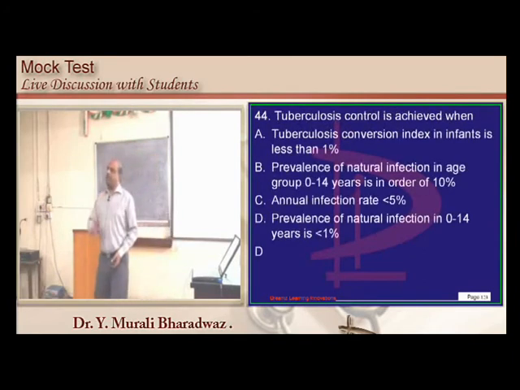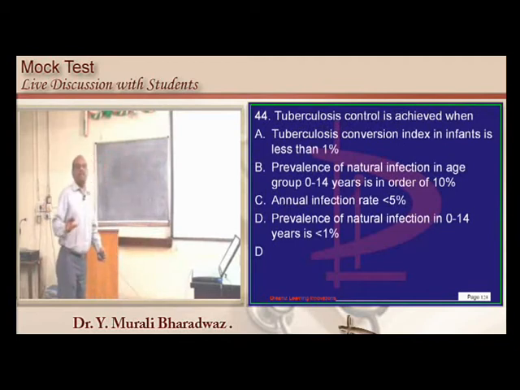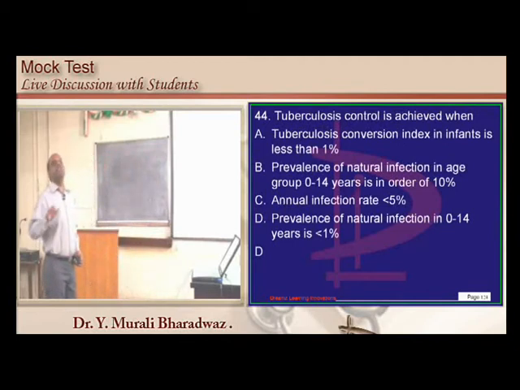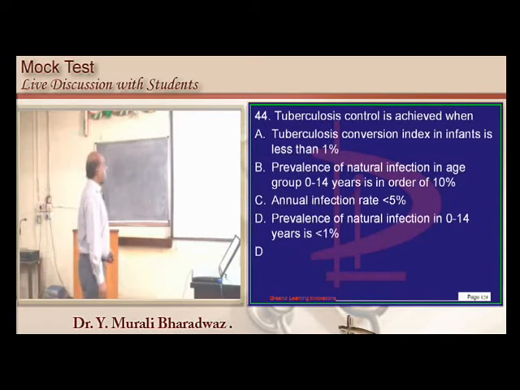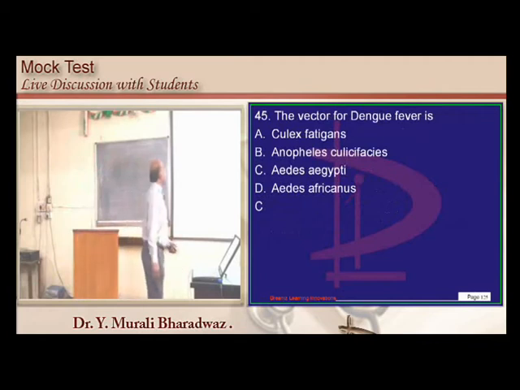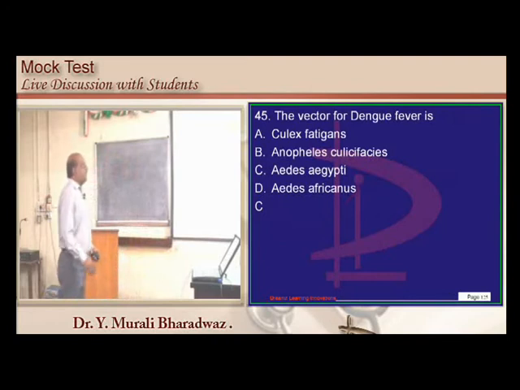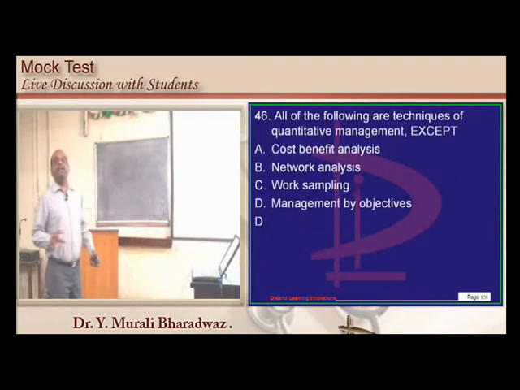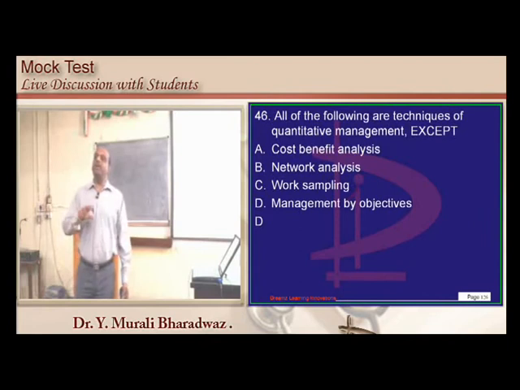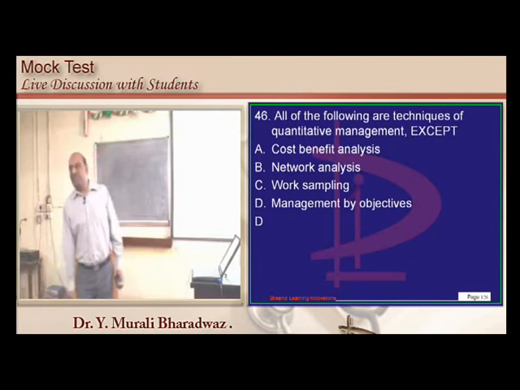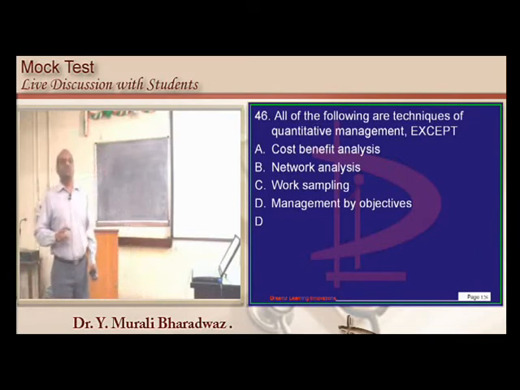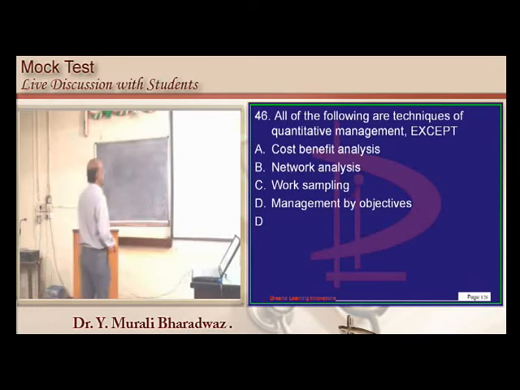So when you say tuberculosis control is achieved, if the prevalence is less than 1% in 0 to 14 year old children, which is very difficult to achieve. The vector for dengue fever is basically Aedes aegypti. Now, which is not a technique of quantitative management? If there is quantitative management, what other kind of technique must exist? Qualitative. So you must know what are qualitative and quantitative, the last pages of Park, dangerous pages basically.